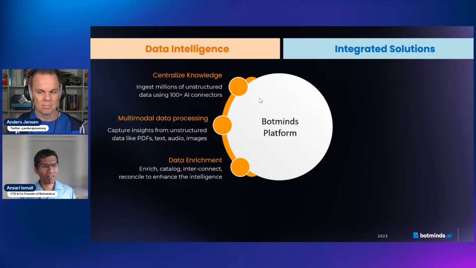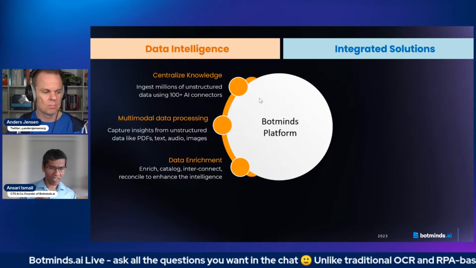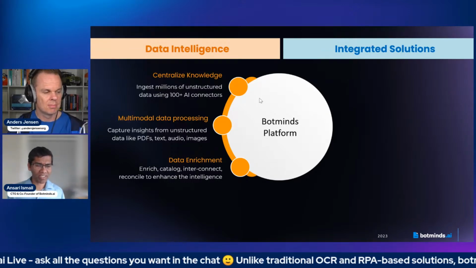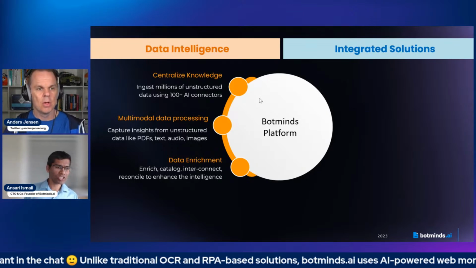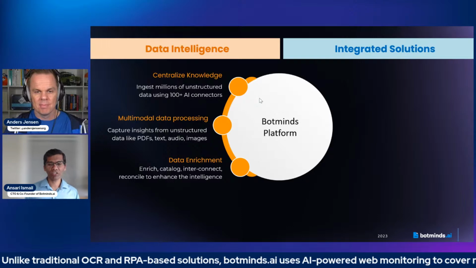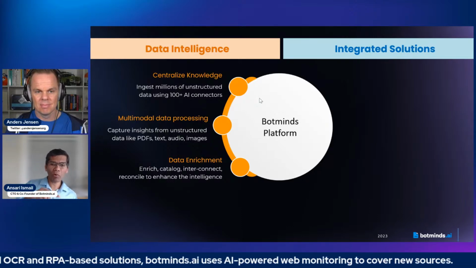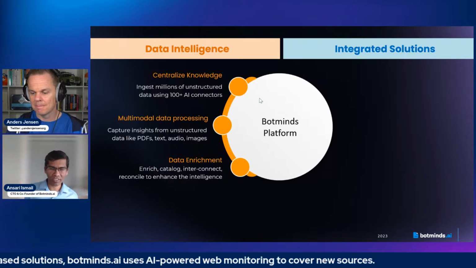Now, to solve that kind of complex problem, we need very precise components, right? Here are the three things that come in as part of this Botminds paradigm. One, centralizing the knowledge. In this context, I'm talking about invoices. When I say knowledge, I'm talking about invoice-related insights and data knowledge, right? How do you bring all the invoices into one single place, and not just the invoices though? There are always more components involved with invoices.